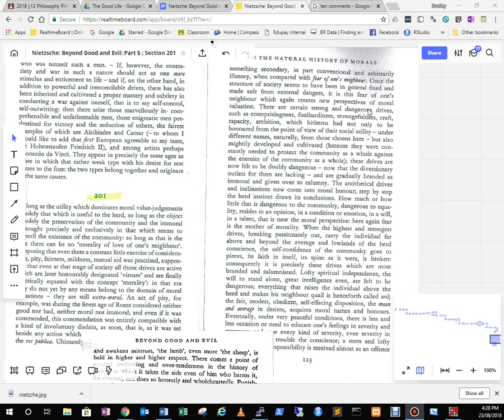"There are certain strong and dangerous drives such as enterprisingness, foolhardiness, revengefulness, craft, rapacity," and rapacity means to just take stuff, "ambition, which hitherto had not only to be honoured from the point of view of their social utility," like these were useful drives in ancient Rome, "under different names naturally from those chosen here." So he's basically saying that you didn't call it rapacity. You would have called it, what's a positive spin on just taking things that you want? You called it like you're being an entrepreneur. You were acquiring wealth, generating wealth, and taking for the good of Rome.